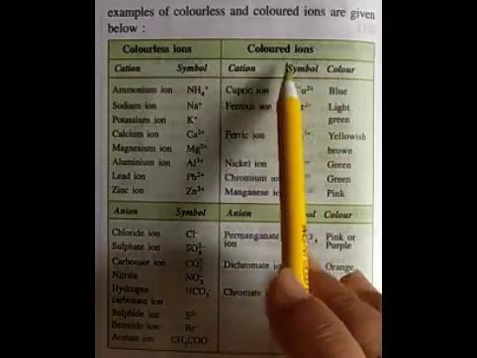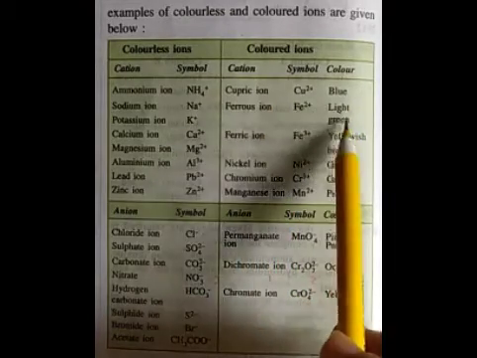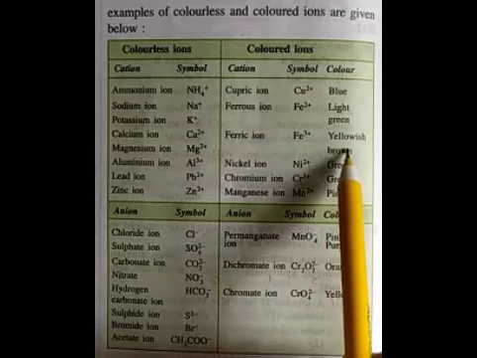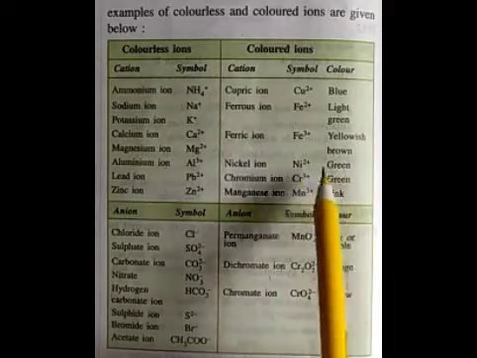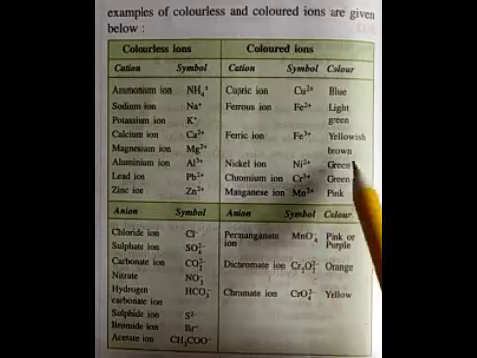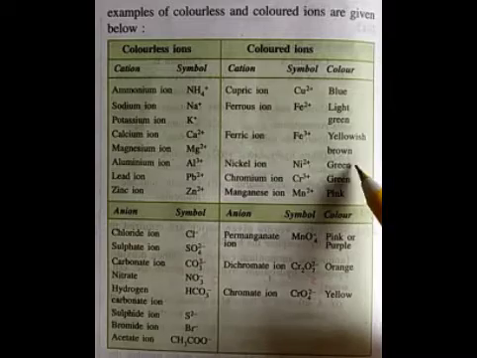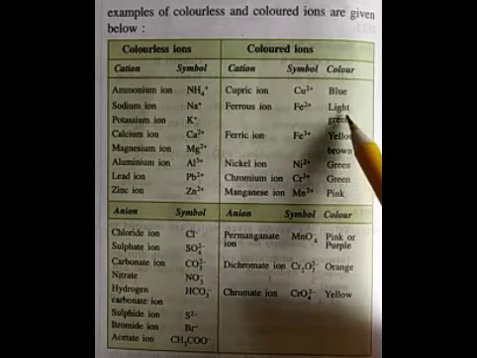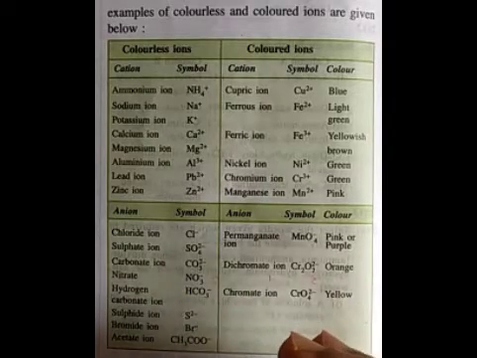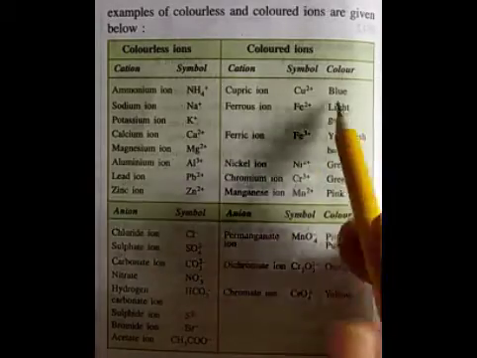First we will see the cations. Cupric ion shows blue color. Ferrous is light green in color. Ferric will show yellowish brown, or you can write reddish brown also. Nickel is green in color. Chromium is green in color. Manganese ion is pink in color. Three of them, as you can see, show green color. We can easily tell that these three give a green precipitate. After that we can easily detect which ion it actually is by further chemical tests.